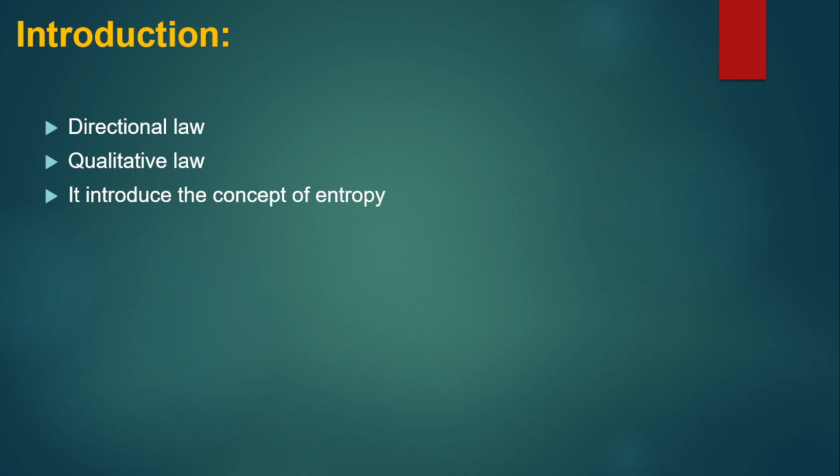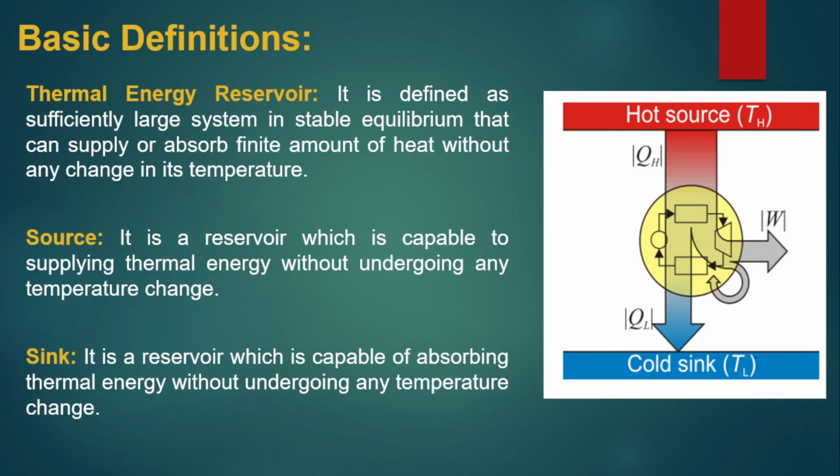The basic aim of the second law of thermodynamics is to elaborate the concept of entropy and the significance of entropy. Now the basic definitions. Before analyzing the concept of the second law, some terminology is required, such as thermal energy reservoir. We are all aware of a reservoir. The meaning of reservoir is a storing unit. Here the thermal energy reservoir is the type of storing unit which stores thermal energy.